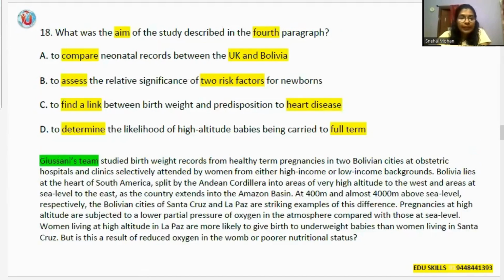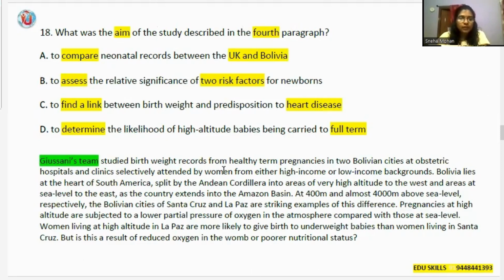Yes, question number 18. What was the aim of the study described in the fourth paragraph? So the key words in the question are aim, and it is about the study which has been described in the fourth paragraph. So you have to read the fourth paragraph.